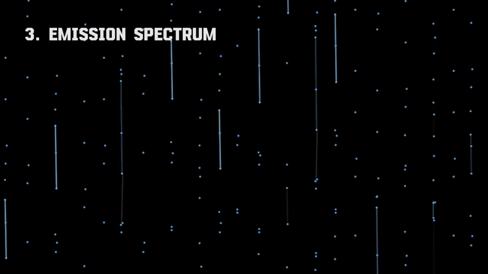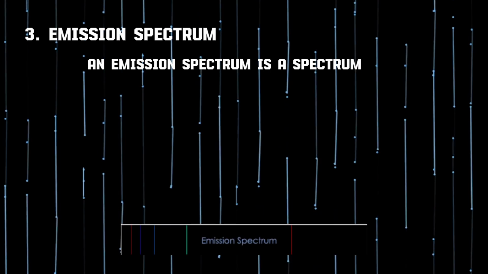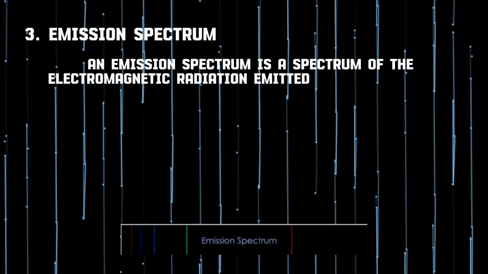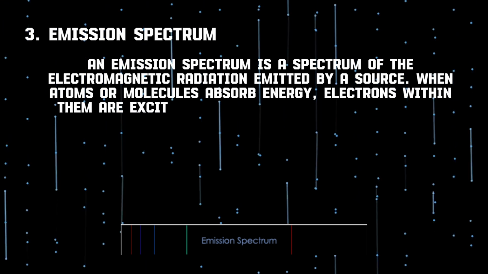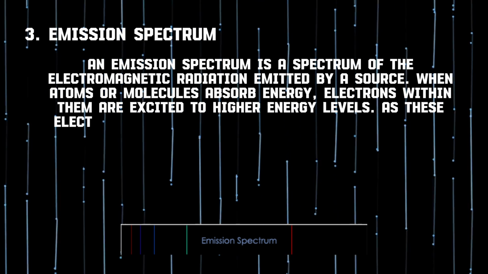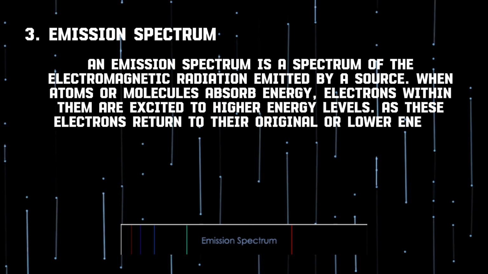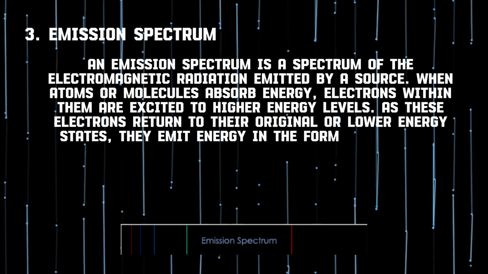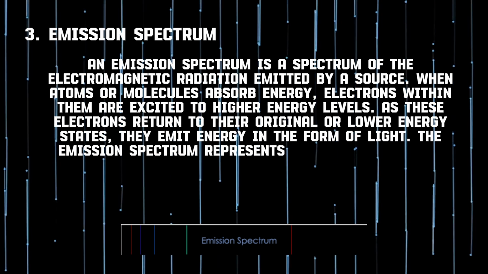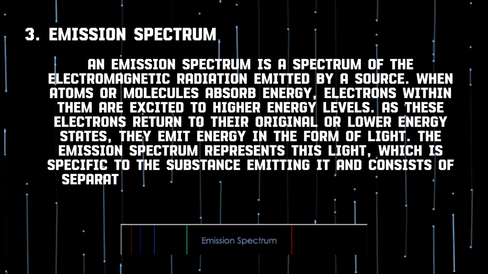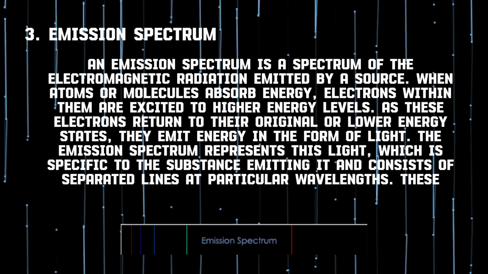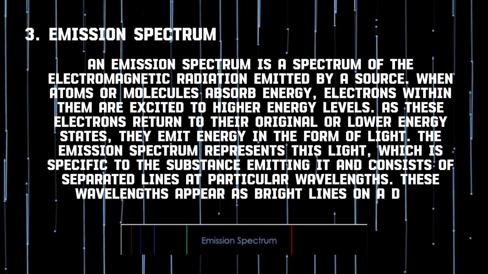Third, emission spectrum. An emission spectrum is a spectrum of the electromagnetic radiation emitted by a source. When atoms or molecules absorb energy, electrons within them are excited to higher energy levels. As these electrons return to their original or lower energy states, they emit energy in the form of light. The emission spectrum represents this light, which is specific to the substance emitting it and consists of separated lines at particular wavelengths. These wavelengths appear as bright lines on a dark background.